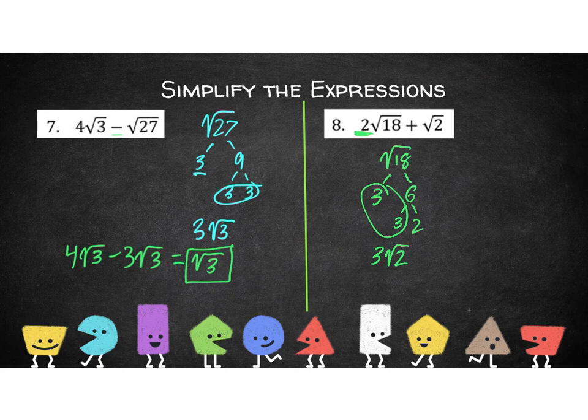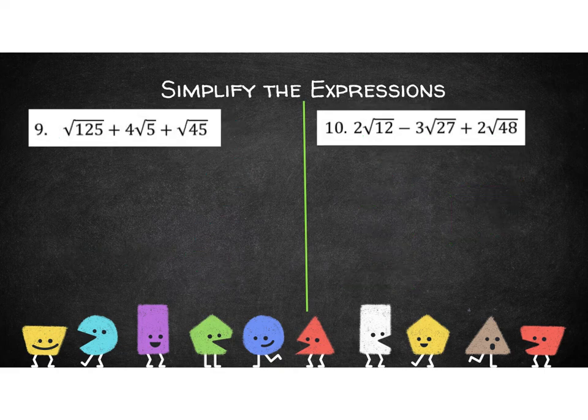So the 2 is going to multiply with the 3 that is already out here. 2 times 3 equals 6 square root 2. So now we're going to take 6 square root 2 plus this square root of 2 from right here. And our final answer will be 7 square root 2.